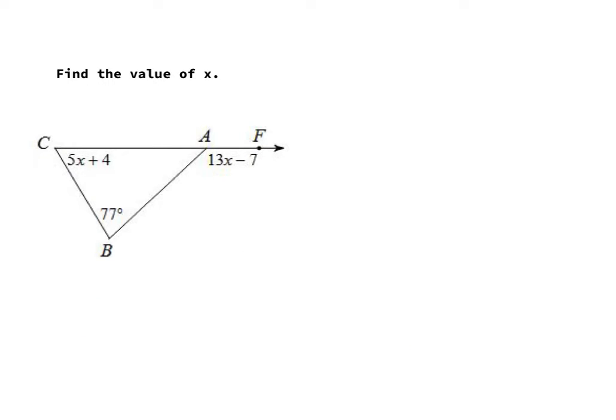So this exterior angle theorem applies to everything that has an extended angle and two remote angles. So the two remote angles are 77 and 5x plus 4. And the theorem says that you can add them together and it will have to equal the exterior angle. So now I can solve for x.